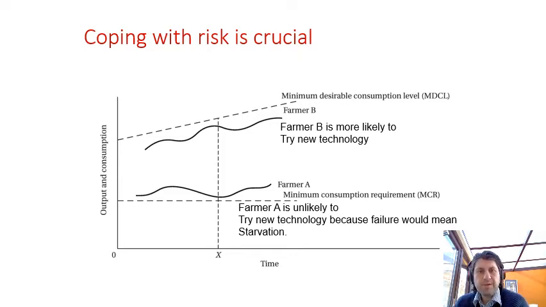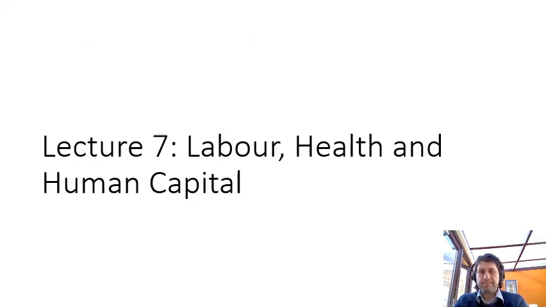Now, of course, if farmers are operating maybe closer to their minimum desirable consumption level, so this is not just I grow enough to feed me, but I grow enough to feed me and then some, that I could sell some in the market, or store it away for worse times, then I'm much more likely to adopt new technologies and thereby increase productivity.